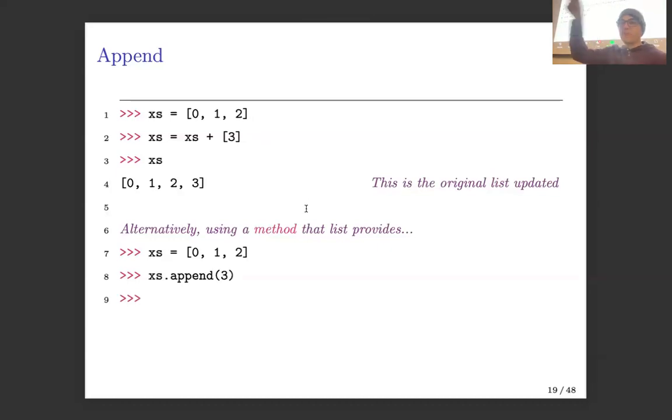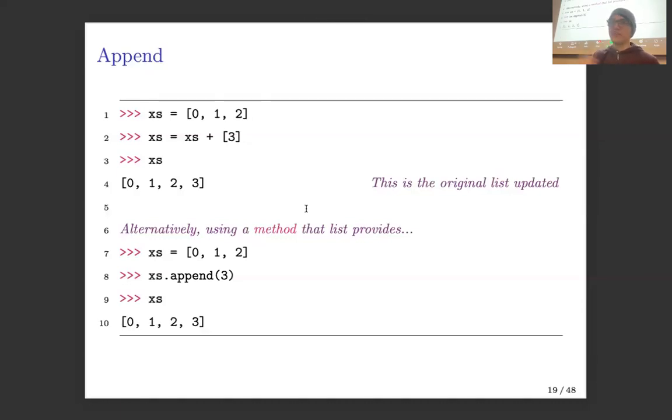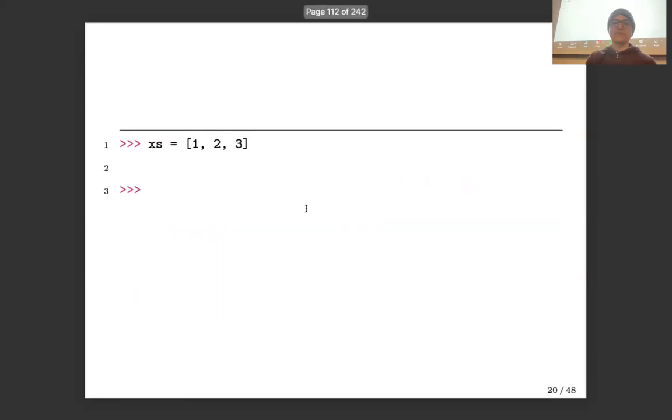So here's the method for appending. I can say x dot append 3 to the end of this list, and we're going to get 0, 1, 2, and 3. So here's how you can add to the end of the list. What happens if I append the list 4, 5 to the end of this list? What is x going to be?